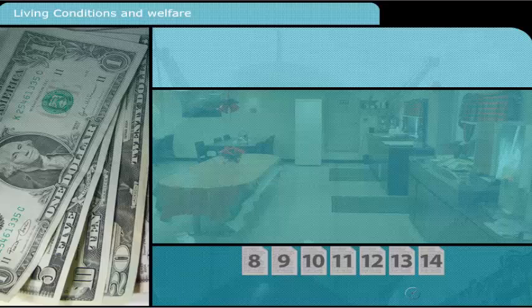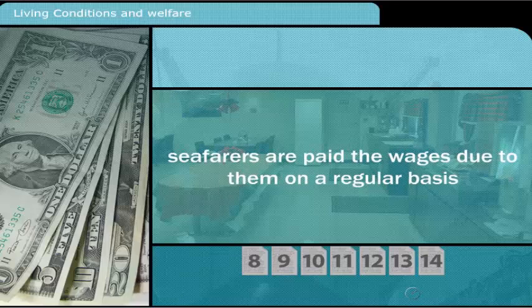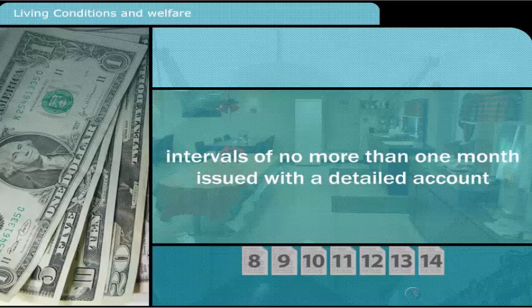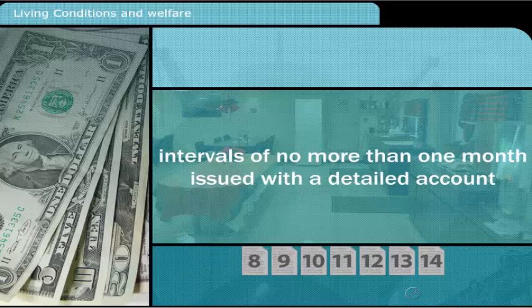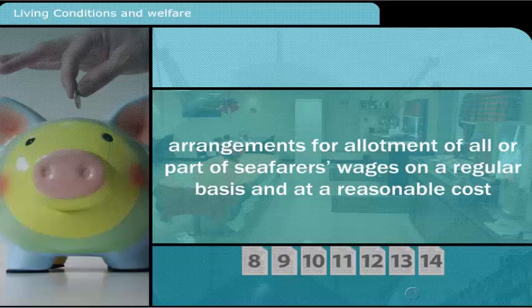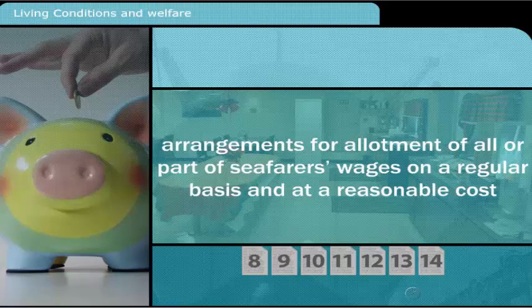The requirements relating to the payment of seafarers' wages are covered by Regulation 2.2, the purpose of which is to ensure that seafarers are paid for their services. This regulation requires that seafarers are paid the wages due to them on a regular basis. Payments should be made at intervals of no more than 1 month, and seafarers should be issued with an account of this, which at least shows the payments made and details of exchange rates that may have been used. Systems should be put in place which allow seafarers to have all or part of their wages allotted to their families on a regular basis and at a reasonable cost.